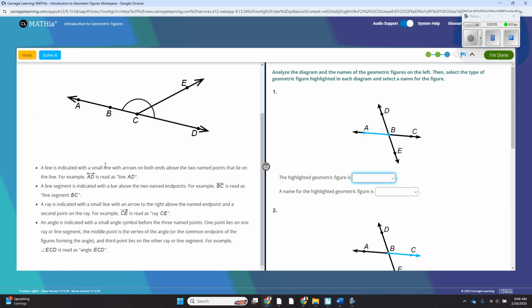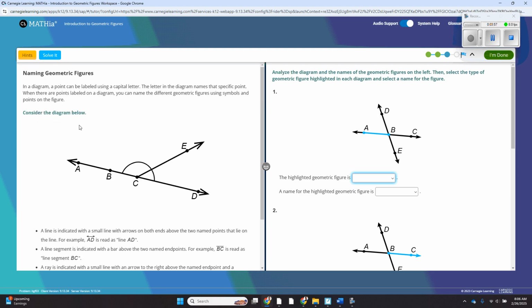Okay, here you can read over some of these different parts. We have some different angles and rays and things. Let's go to the questions though. It says analyze the diagram and name the geometric figures on the left. Then select the type of geometric figure highlighted in each diagram and select the name for the figure. So kind of like that last slide where we dragged those over to the different parts. This is going to be just a line segment. It says line segment as it starts and ends at a dot. Then we choose a name for the highlighted geometric figure.